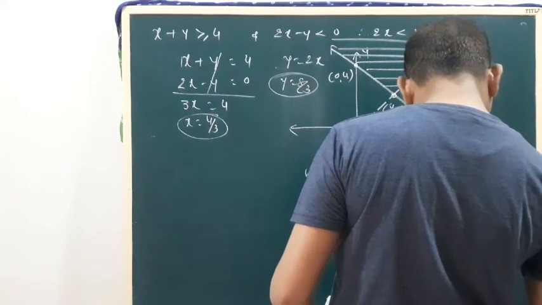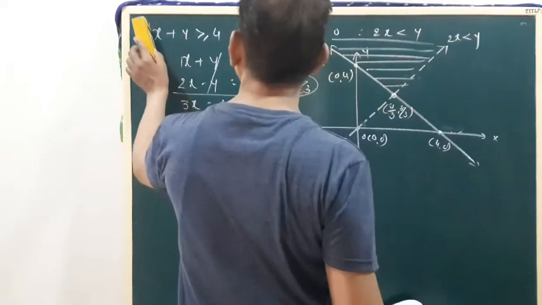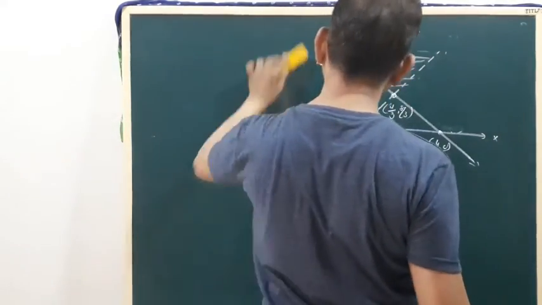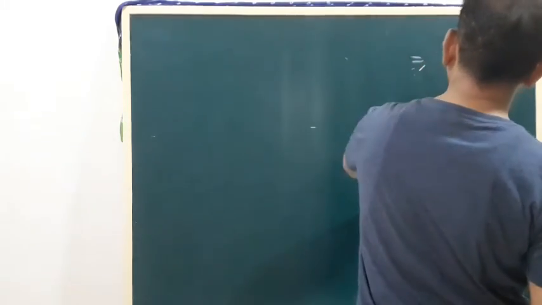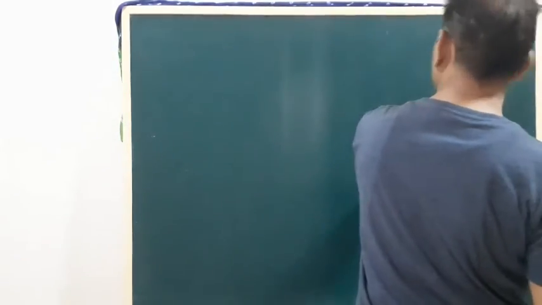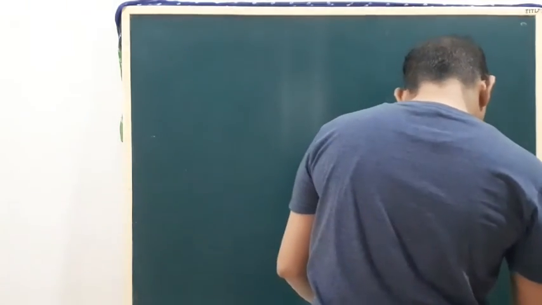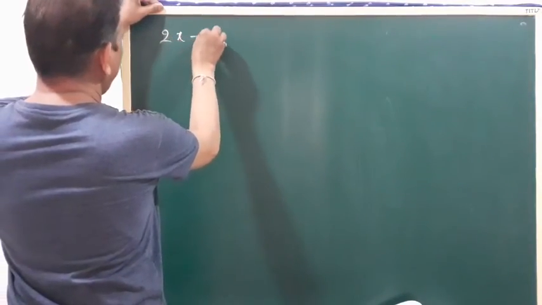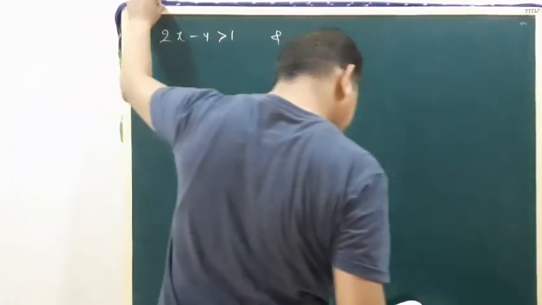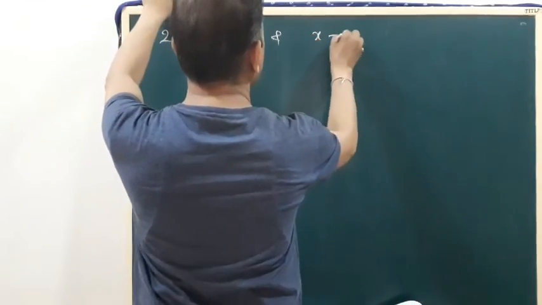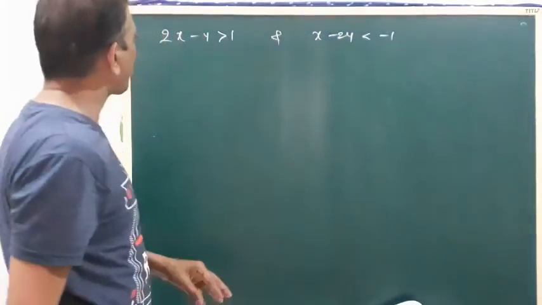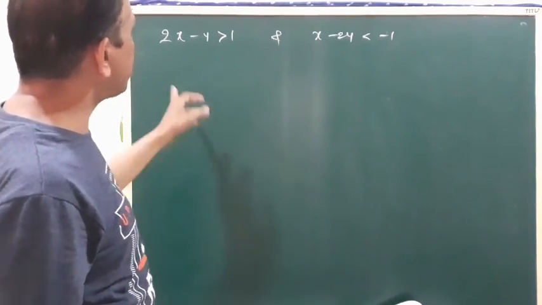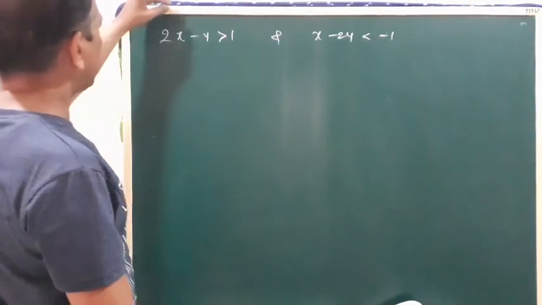Which question is this one? Fourth. Okay, now we discuss the fifth question. I think all the sums are completed in this lecture, but not possible. Fifth equation: 2x minus y greater than 1 and x minus 2y less than minus 1. Okay, first we discuss the elimination method.